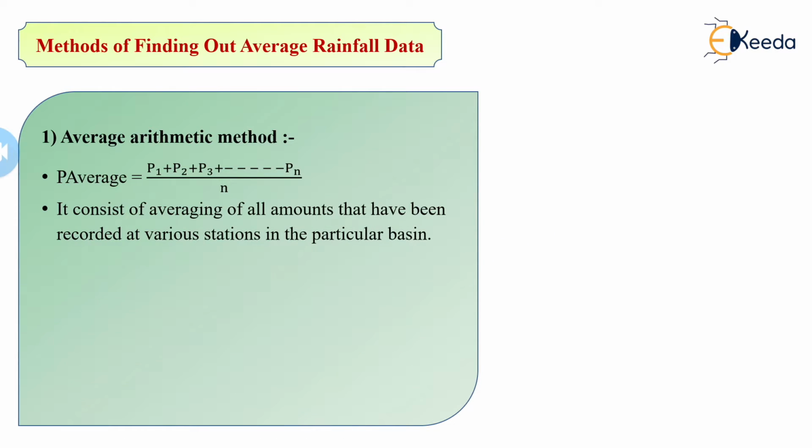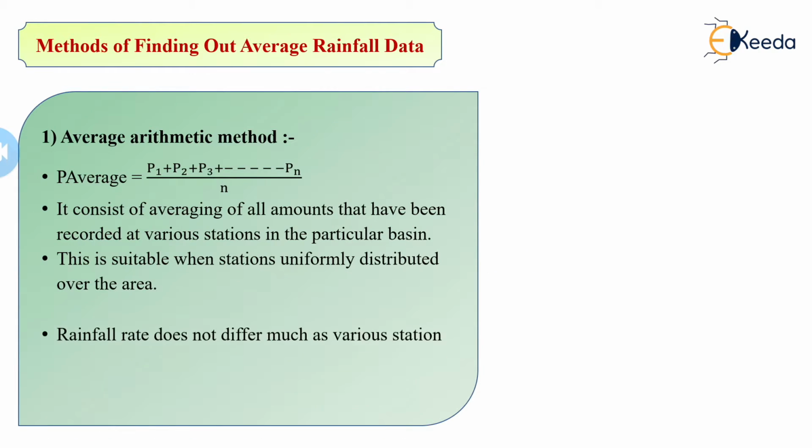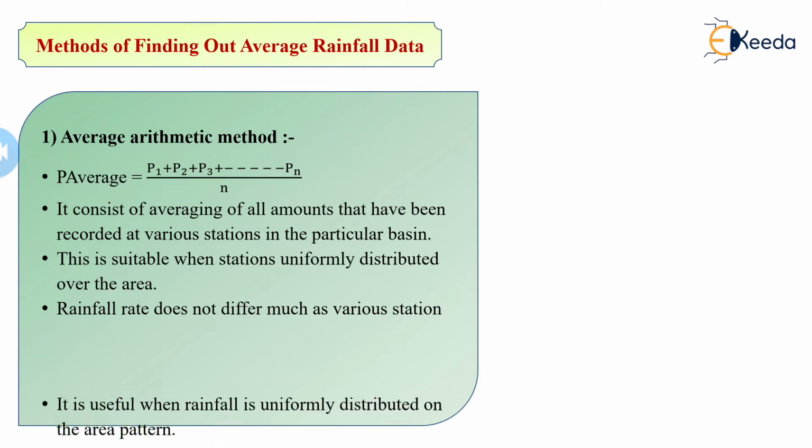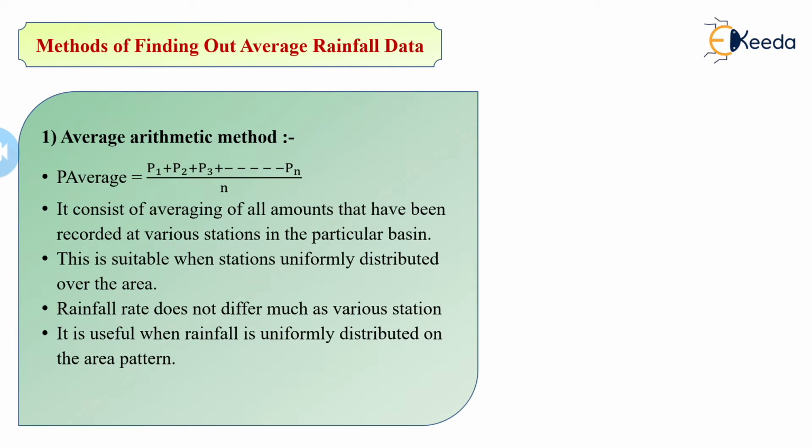So it consists of averaging all the amounts that have been recorded at various stations in a particular basin, and this is suitable when the stations are uniformly distributed over the area. Rainfall does not differ much at the various stations, so it is considered uniformly distributed. Depending upon the areal pattern, only if it is uniformly distributed is this method useful. So this is the simplest method.